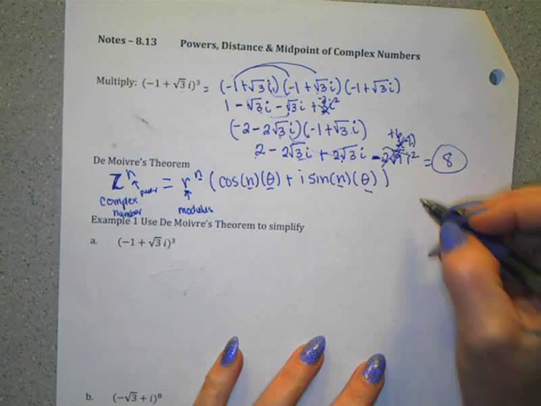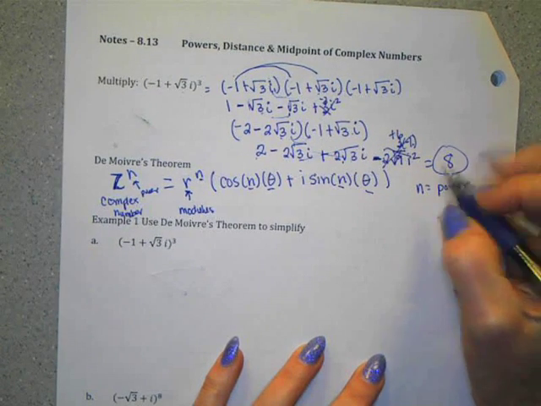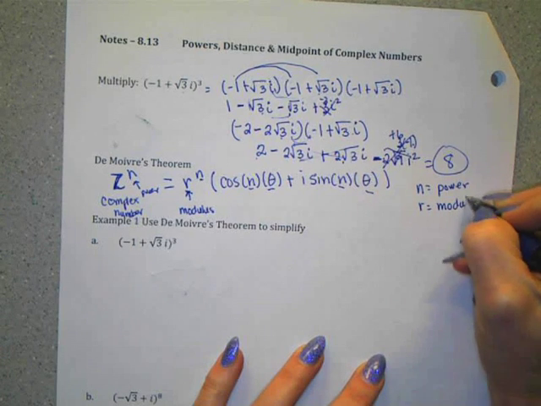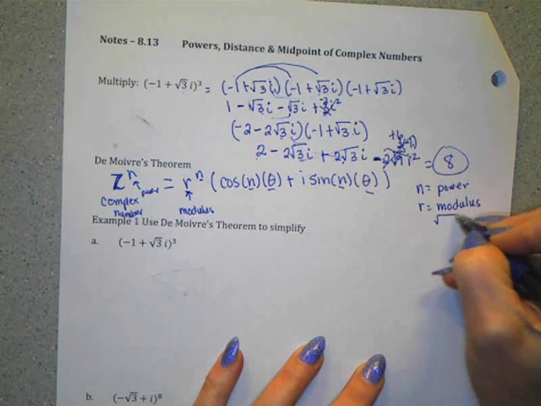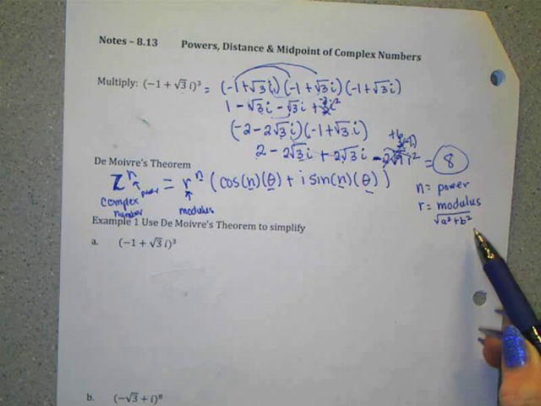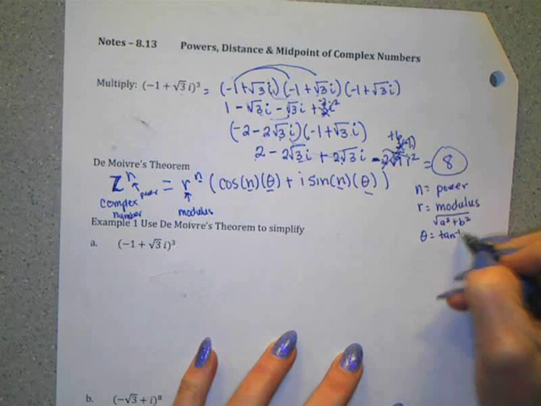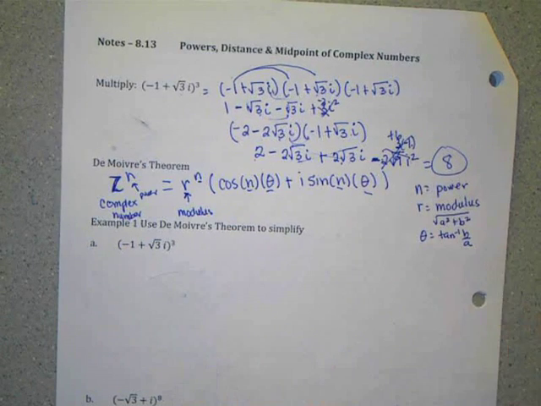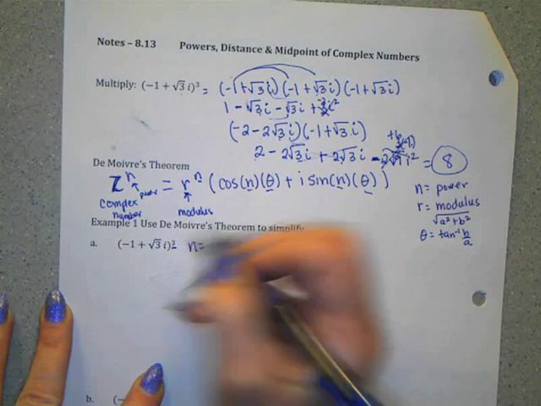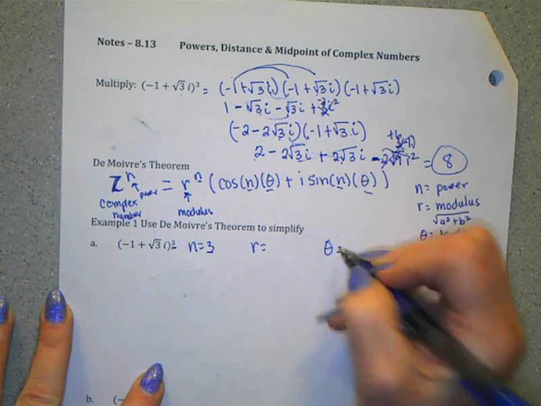So again, remember the n is the power, or the degree. The r is the modulus. And just recall that to find the modulus is a squared plus b squared, the coefficients of each of them squared. And that theta is equal to the inverse tangent of b over a. Okay, so I've got to figure out what my n is. Well, that's just the power right there, so that's 3. I'm going to go find out my modulus and then my theta.